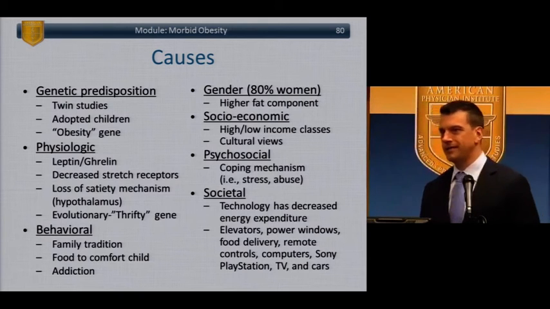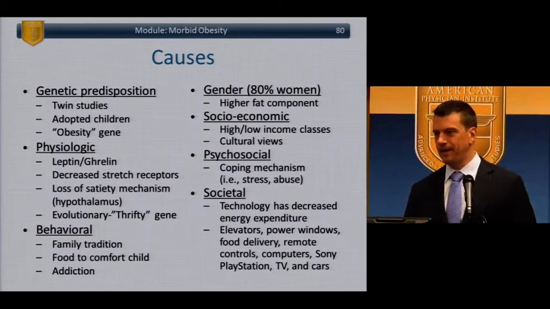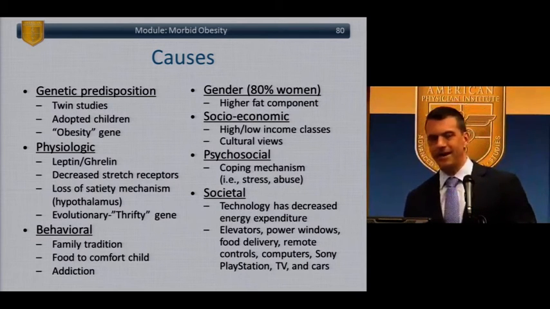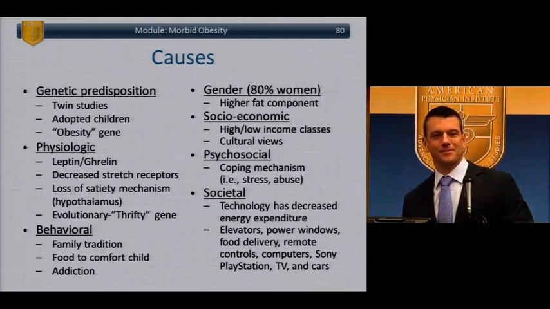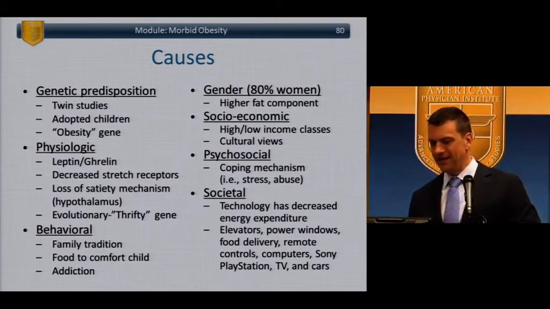It's very expensive to eat healthy food in this day and age, and so a lot of the fast food and the poor nutrition is targeted to being affordable. Psychosocial methods, and then a whole lot of societal mechanisms. Nobody plays outside as a kid. They play video games. We all sit at desks and use transit instead of walking. So there's a lot of things that have contributed.